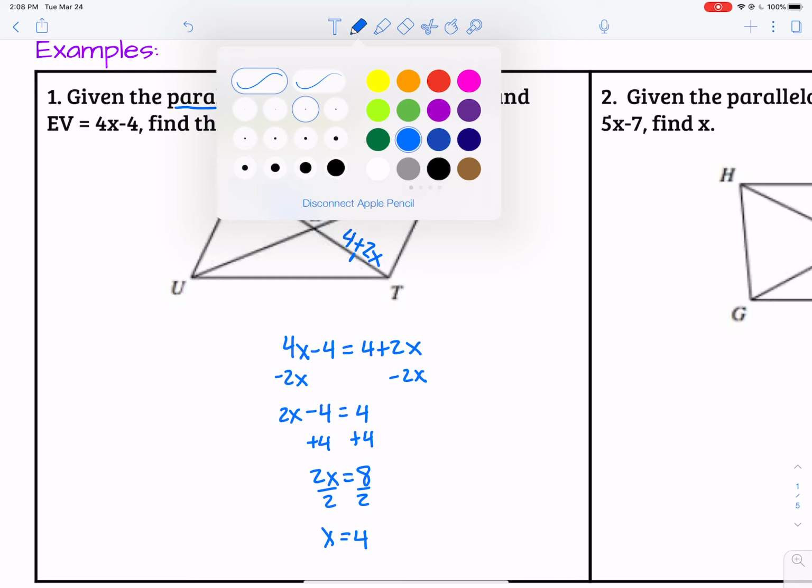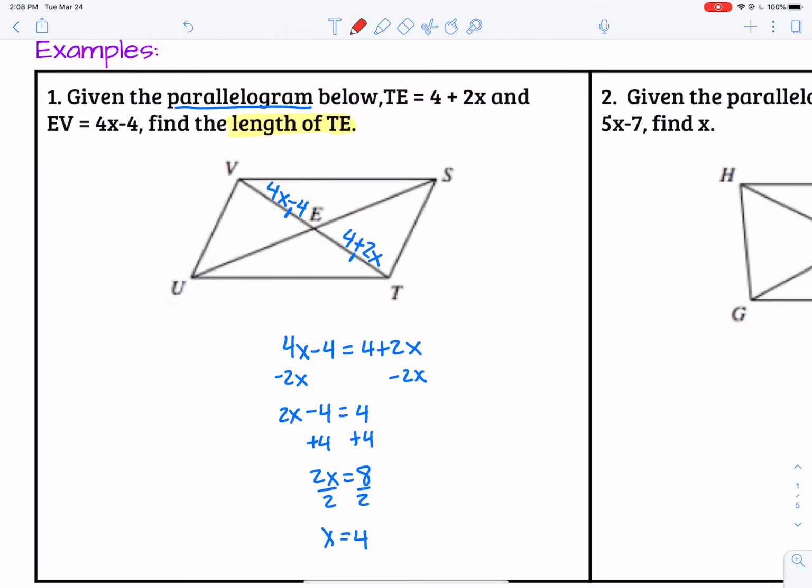But you just want to plug it back in to find the length of TE. Now we know that TE is equal to EV, so it doesn't really matter which one you plug it back into to figure that out. But I am going to plug it back into the TE that they mentioned, just to keep it simple. So 4 plus 2 times x, which we found was equal to 4, would equal TE. So 4 plus 8 would just give us 12.